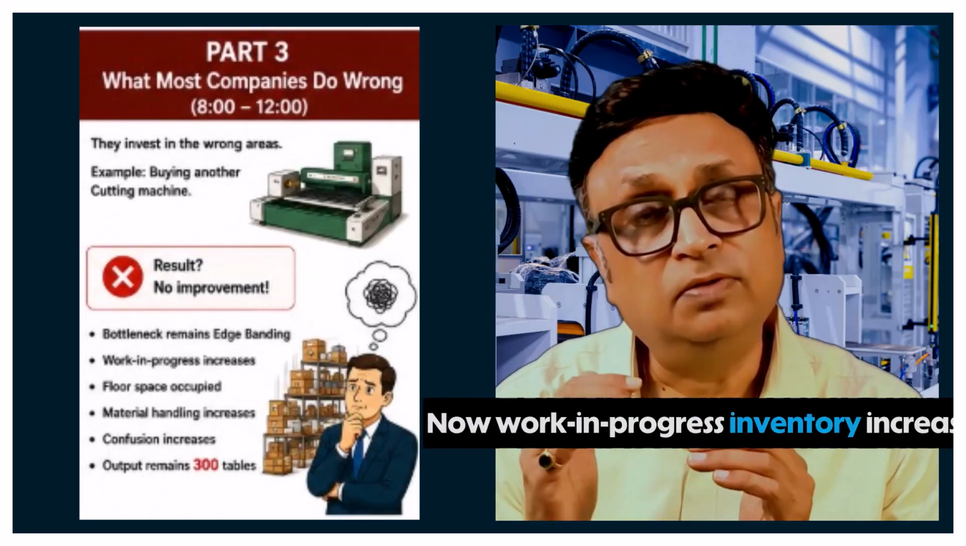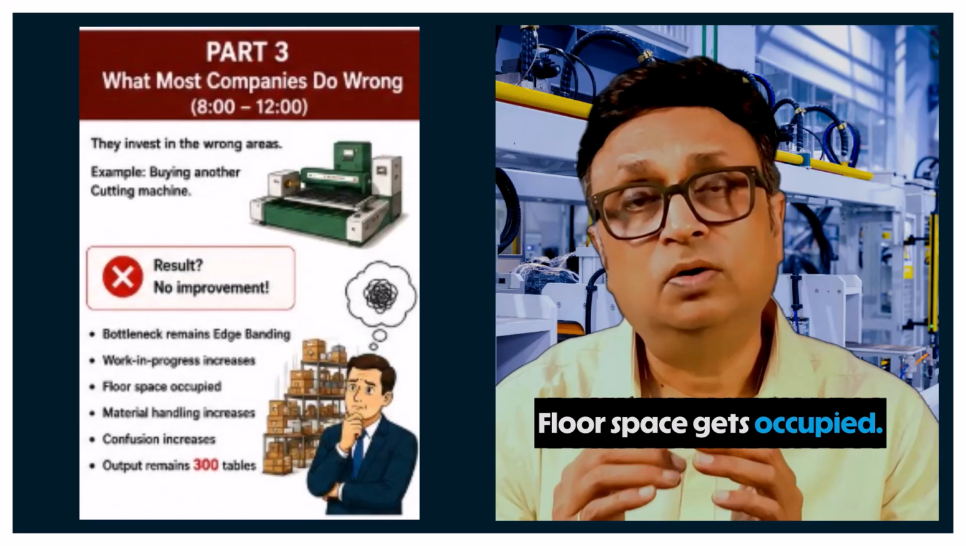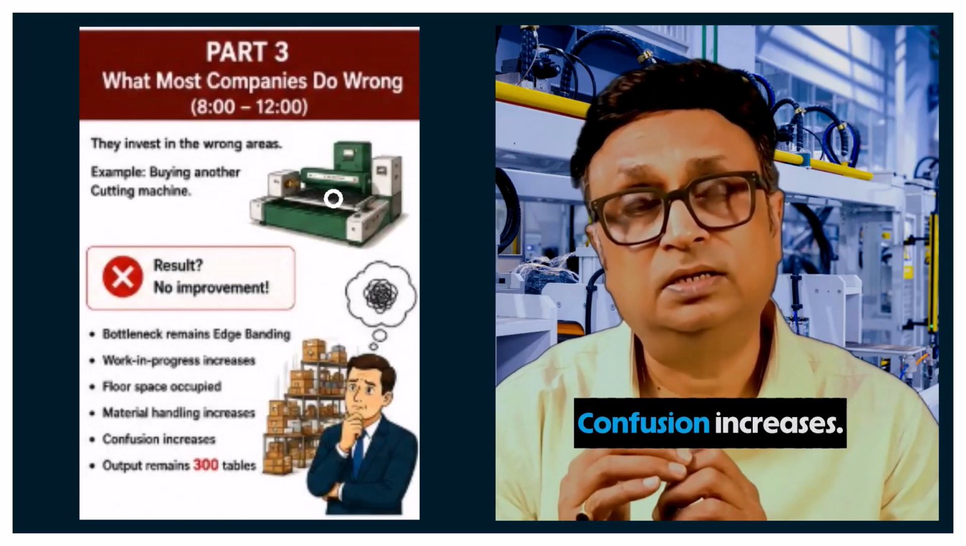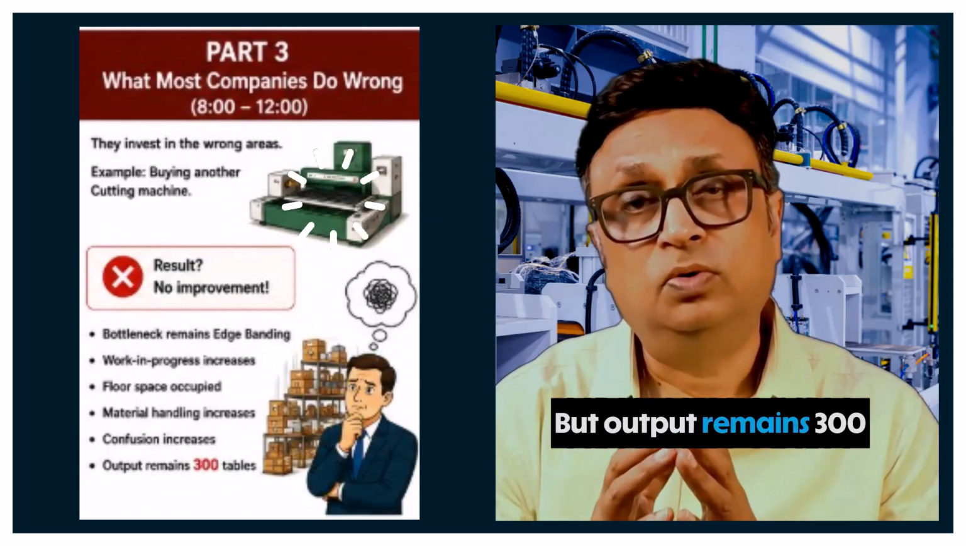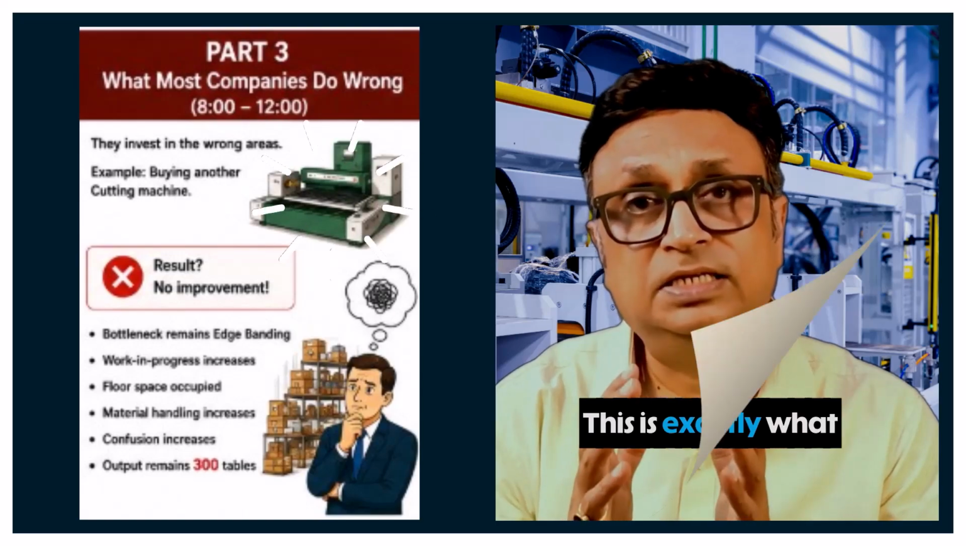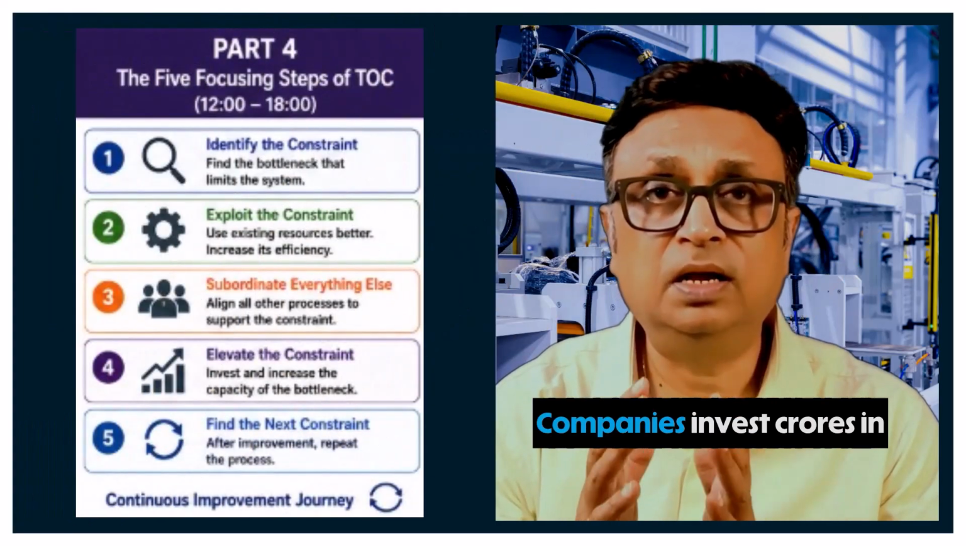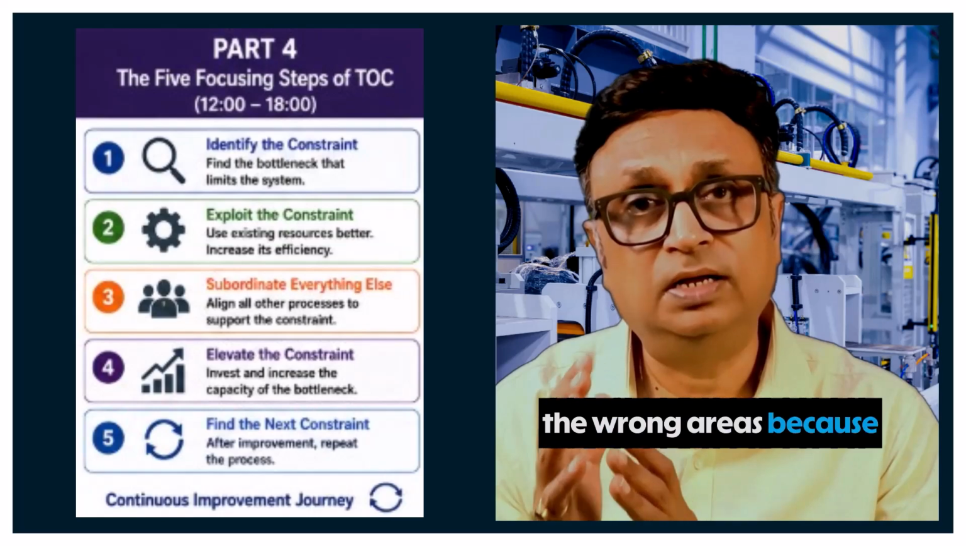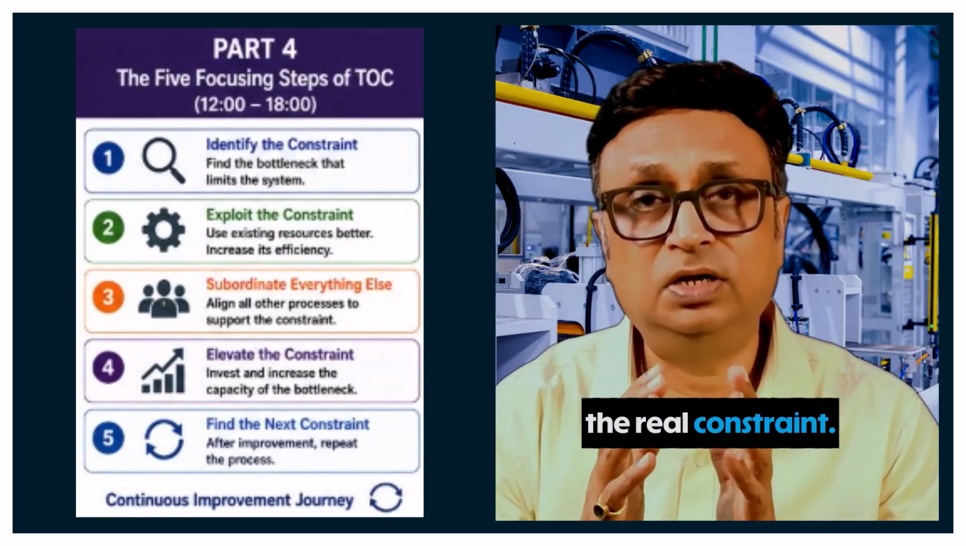Now work in progress inventory increases. Floor space gets occupied. Material handling increases. Confusion increases. But output remains 300 tables. This is exactly what happens in many factories. Companies invest crores in the wrong areas because they fail to identify the real constraint.